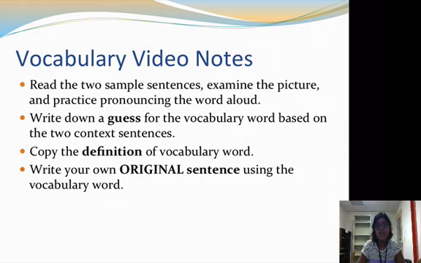Then copy the definition of the vocabulary word, which will appear moments later. Once you have copied the definition, write your own original sentence using the vocabulary word based on the definition and the sample sentences. Let's take a look at the handout.